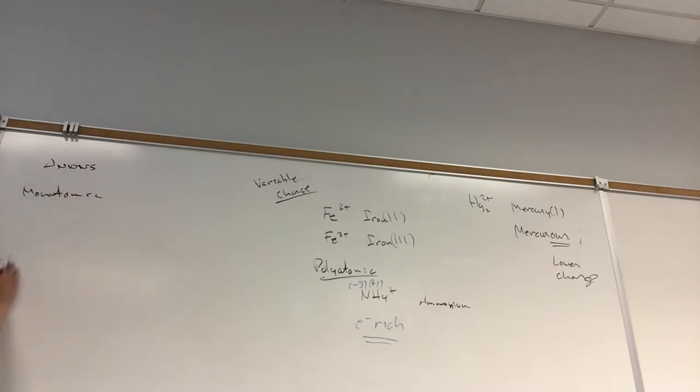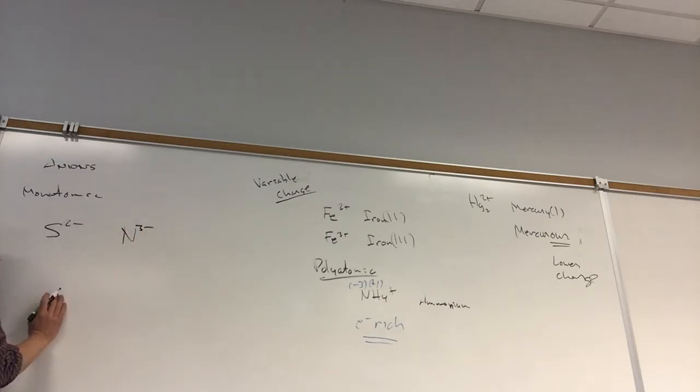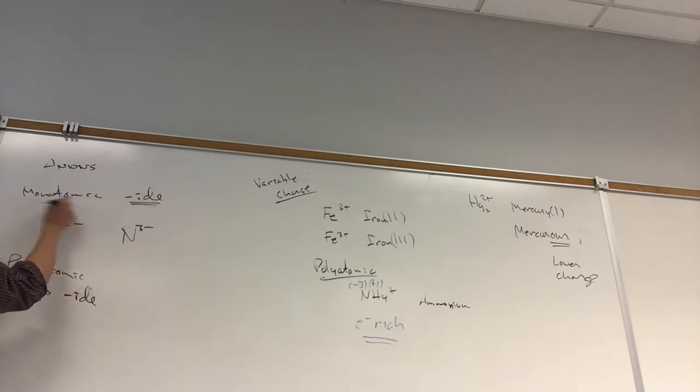Monatomic are easy, right? So, what's this called? Sulfide, nitride. Polyatomics, we have 3 different types. We have the ones that end in "ide." Monatomics end in "ide." And so if you see the -ide ending, most likely it's monatomic, but there are some polyatomics that end in "ide."